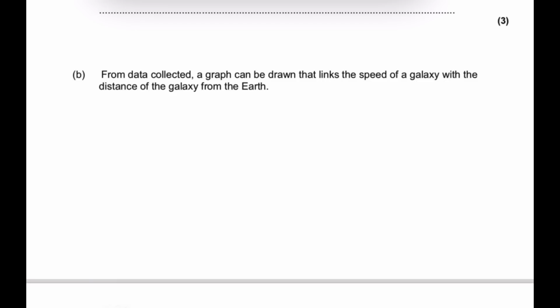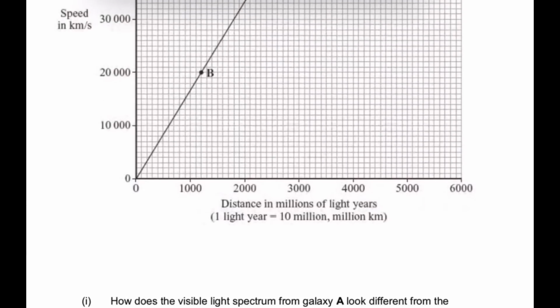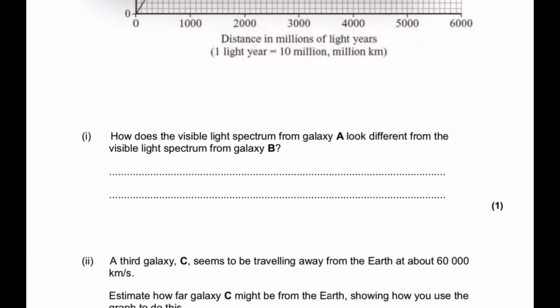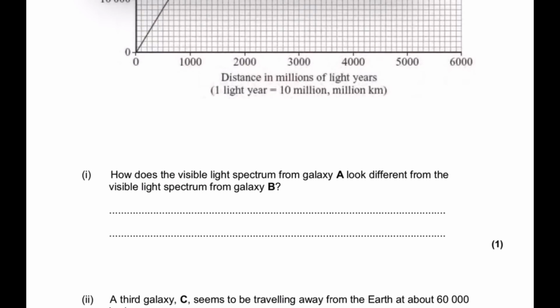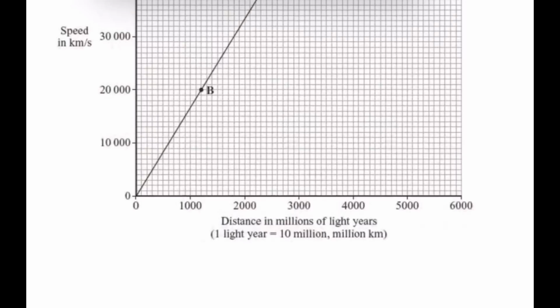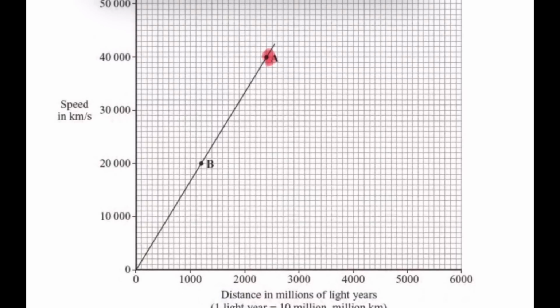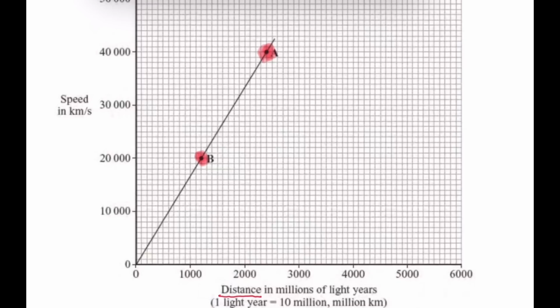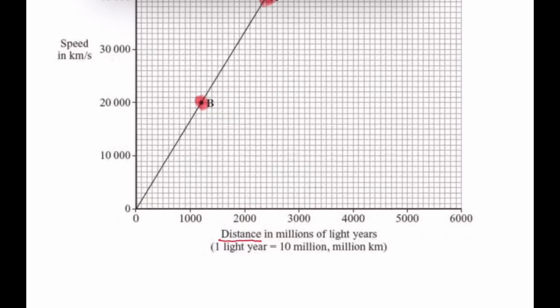Question B. From data collected, a graph can be drawn that links the speed of a galaxy with the distance of the galaxy from the Earth. So the question asks, how does the visible light spectrum from galaxy A look different from the visible light spectrum from galaxy B? So let's look at galaxy A and galaxy B. So we could see that galaxy A is further away. So if you go down here, you can see that this is telling us the distance, and the distance of A is much further than the distance of B.